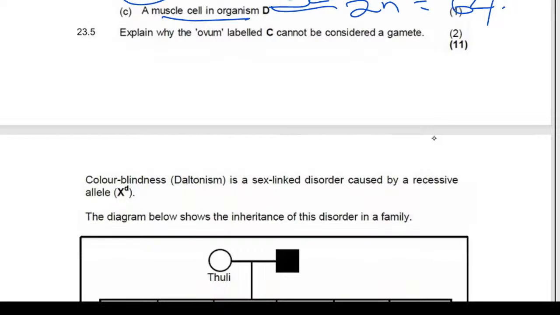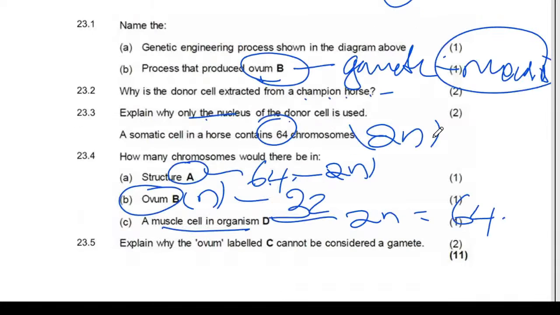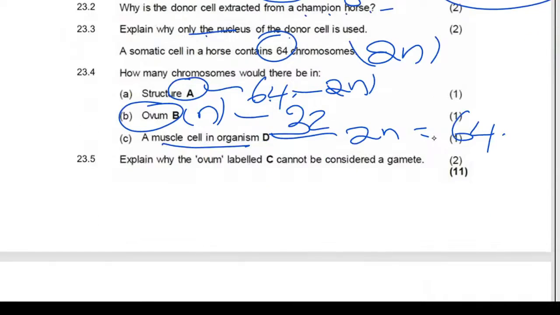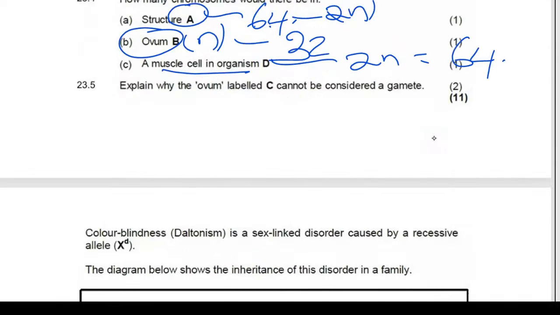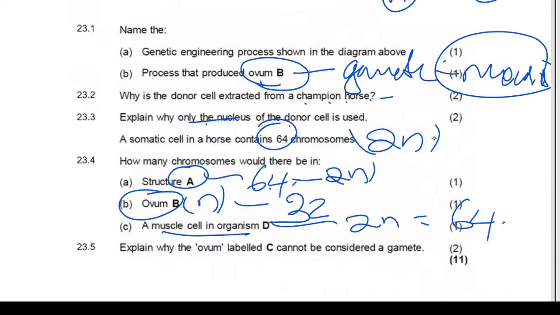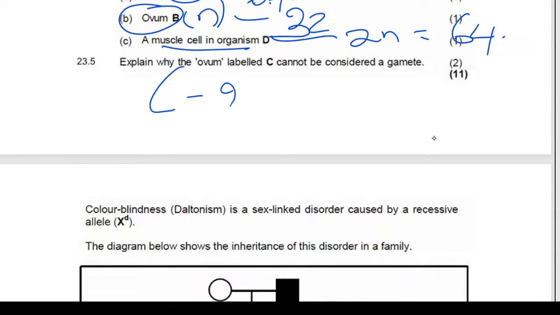Explain why the ovum labeled C cannot be considered. Where's C now? Why can this ovum C not be considered a gamete? Because you see, they call them ovum, but it's not an ovum. Why? Because this thing is diploid. And so C is diploid. You understand? And gametes are always haploid. So it cannot be considered a gamete. So that's the meaning.